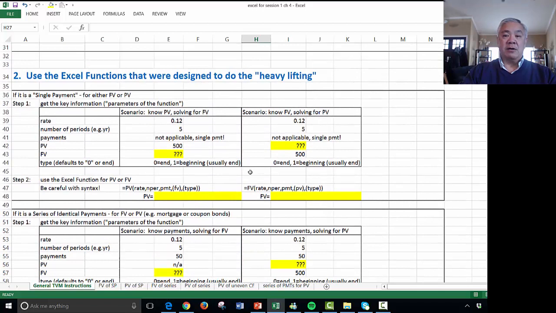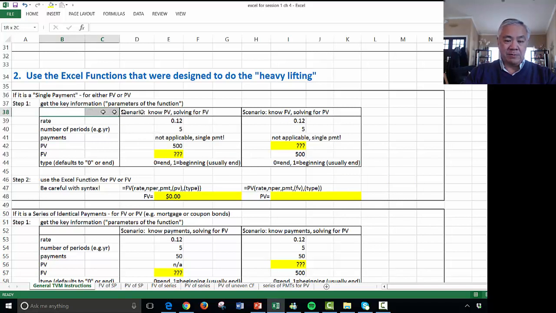Now, those are using formulas. The other approach is to use Excel functions. And these are specific little programs within a program that does the heavy lifting for us. So I'll show you by examples, probably easier than trying to explain how a function works, all right?